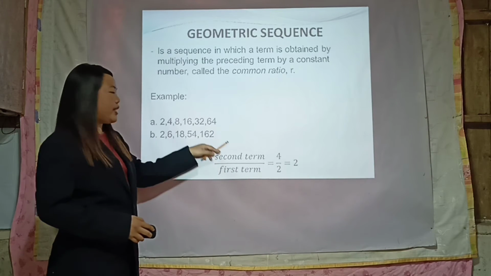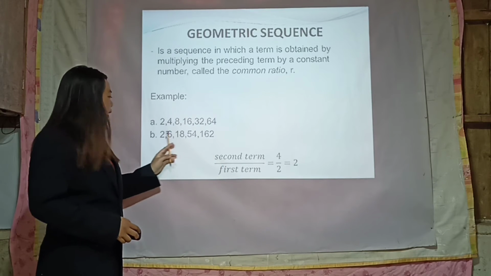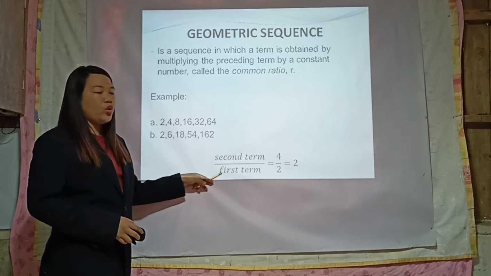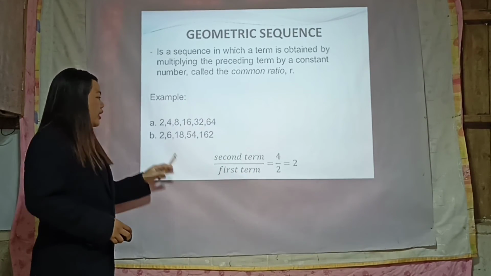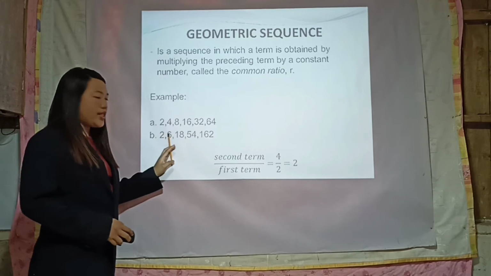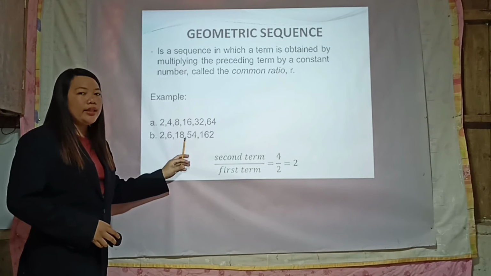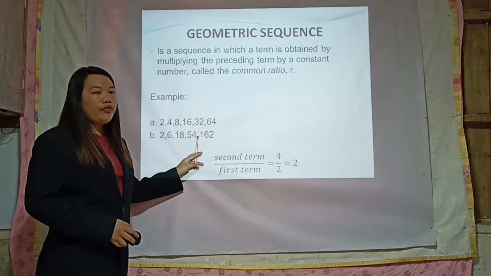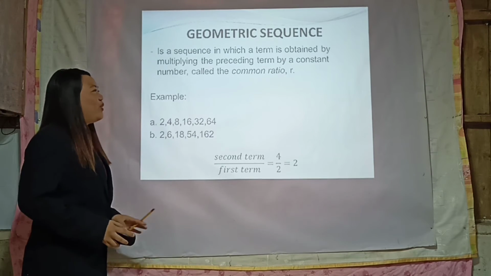So, how about this second example? The second term is 6 and the first term is 2. So, 6 divided by 2 is equal to 3. So, let's check. 2 times 3 is equal to 6. 6 times 3 is equal to 18. 18 times 3 is equal to 54 and 54 times 3 is equal to 162.